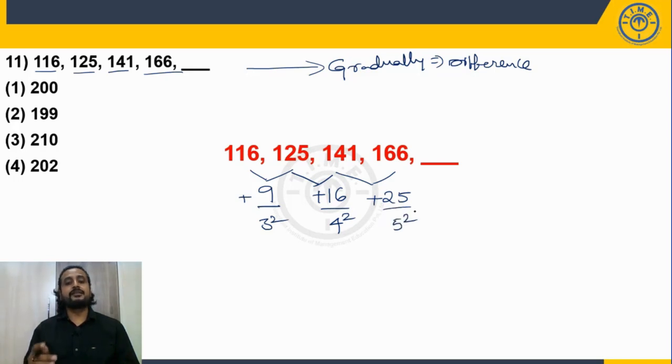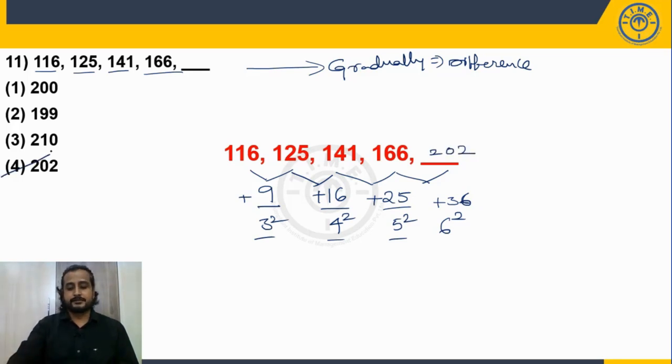So the difference is squares. But which numbers' squares? Once observe the classification: 3, 4, 5. Where you get 3, 4, 5 consecutively, we get natural numbers. So after 5, the natural number is 6. 6 square is 36. So what should my answer be? 166 plus 36 is equal to how much? 202.